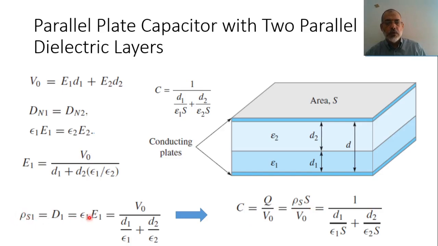So this value, V naught multiplied by the surface area over D1 over epsilon 1 plus D2 over epsilon 2, is Q. This value over V naught, so V naught will cancel with V naught. So in this case, the capacitance would be S over D1 over epsilon 1 plus D2 over epsilon 2.